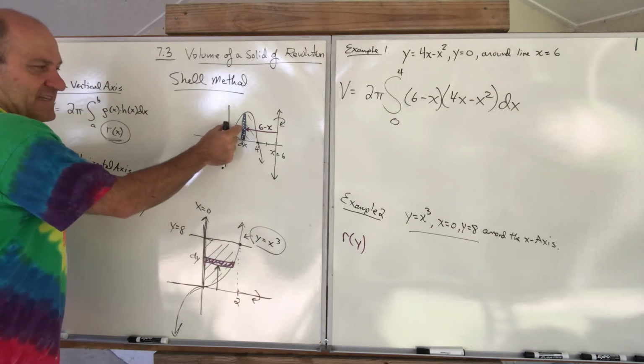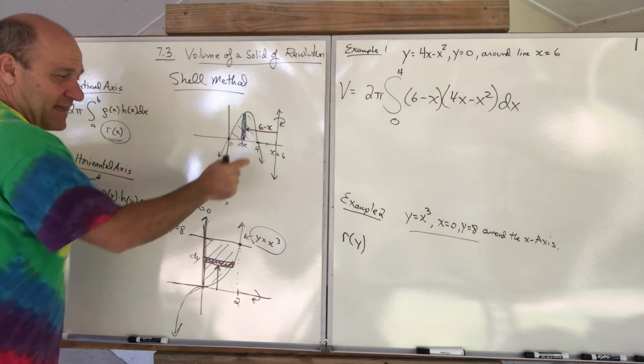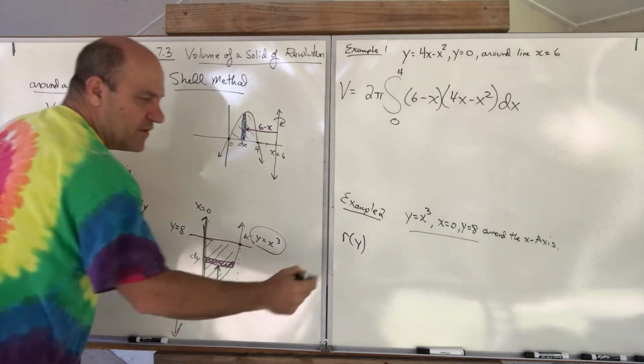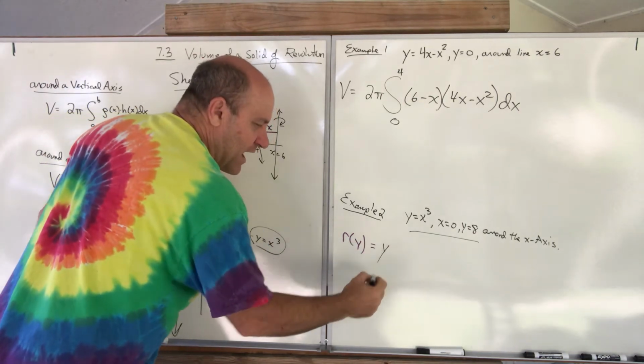I called that distance x, and I called that 6 minus x in the previous problem. I don't want to confuse you. I'm sorry. That distance is y. The radius to the shell is y.